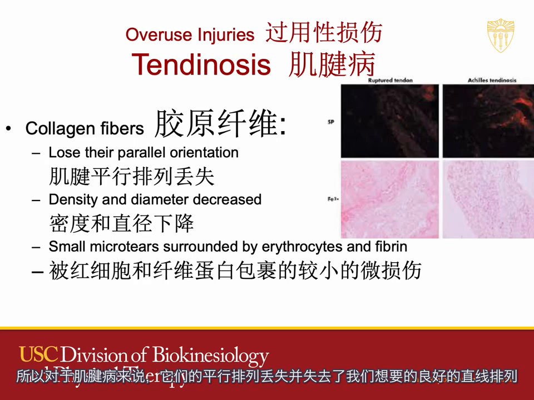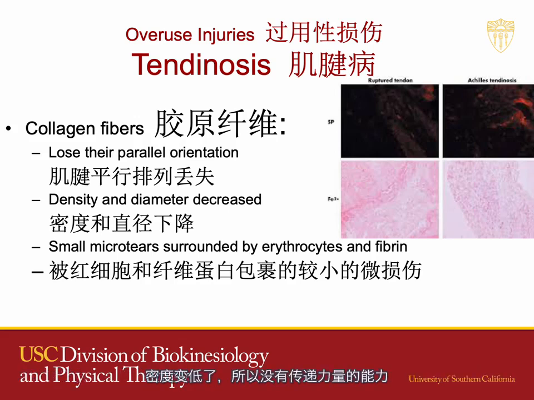So in the case of a tendinosis, they lose that parallel orientation. They lose that nice straight line that we want. And unfortunately, they become less dense. So they don't have, again, that ability to transmit power as well. And what they also find is that they actually have small micro tears within the tendons, within the fibers. And so these little tears, of course, again, make it very difficult for us to use a tendon effectively, to transfer that power effectively.